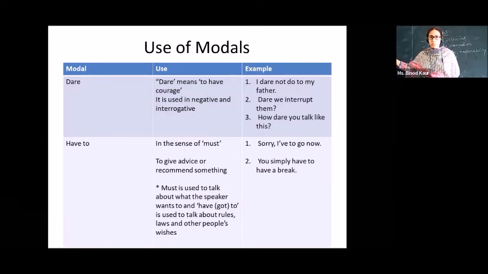You give advice or recommend something. You simply have to have a break. Instead of saying you must have a break, have to is a mild form of must, I would say. You should have a break. Must is used to talk about what the speaker wants, and have got to is used to talk about rules, laws, and other people's wishes. Fine. Let's move towards the next slide if there is any.